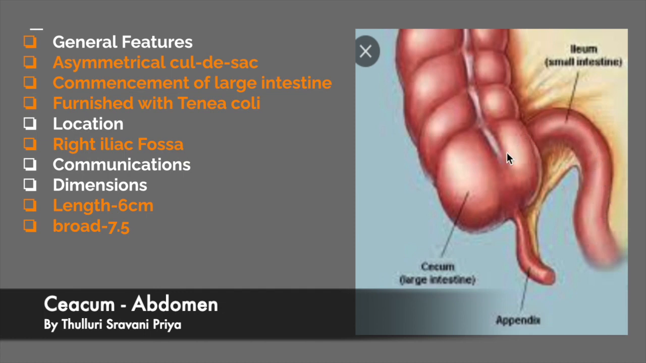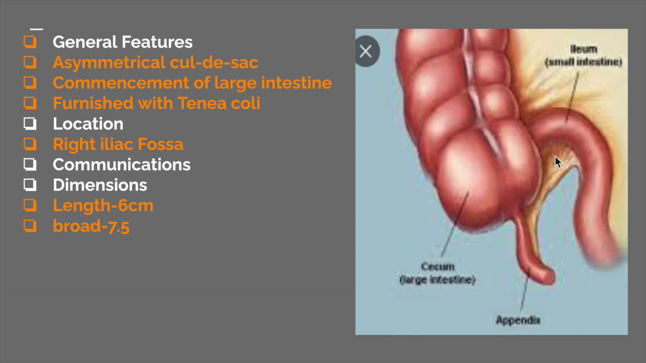This ileum opens into the Caecum through the ileocecal orifice posteromedially. Then this is the small vestigial organ known as the appendix, which also opens at the posteromedial wall of the Caecum. Both these open at the posteromedial wall of the Caecum.